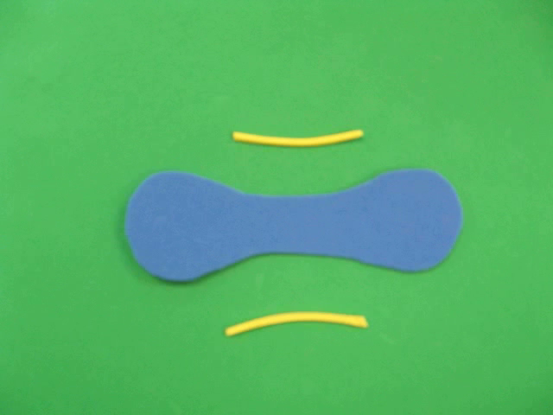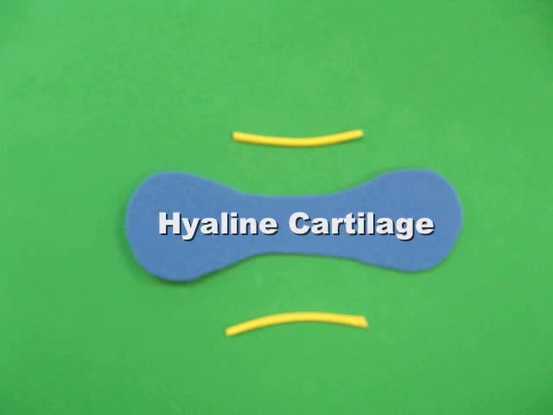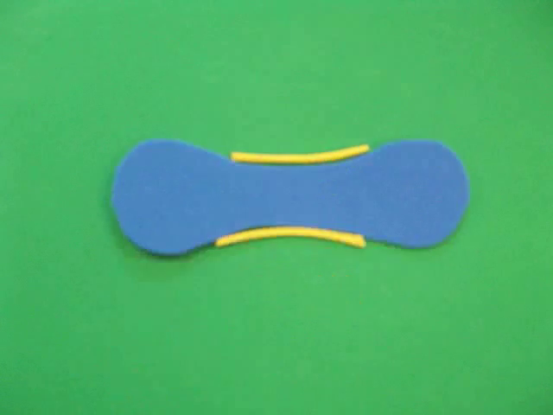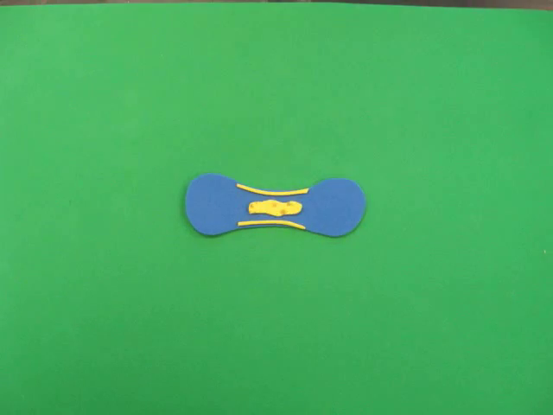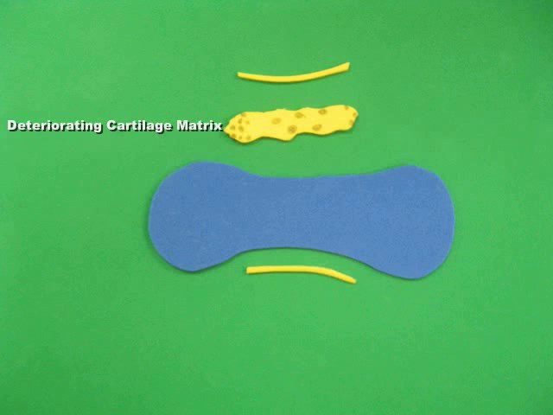Endochondral ossification produces bone from pre-existing hyaline cartilage. The bone collar is produced when the perichondrium, the outer edge of the developing bone, begins producing osteoblasts. The collar provides structural reinforcement. In this stage, primary ossification occurs as chondrocytes in the center of the model enlarge and the cartilage matrix begins to deteriorate.